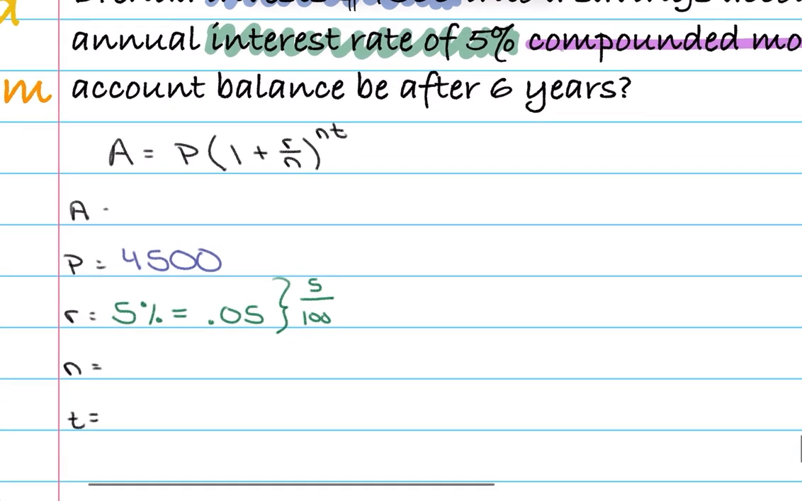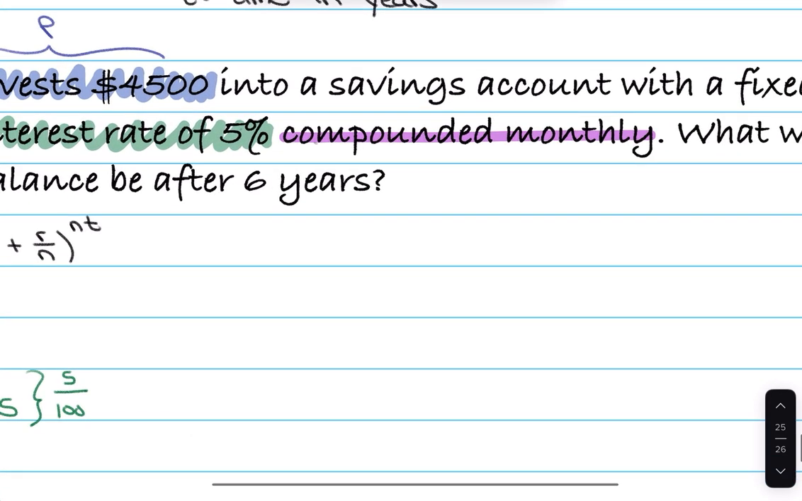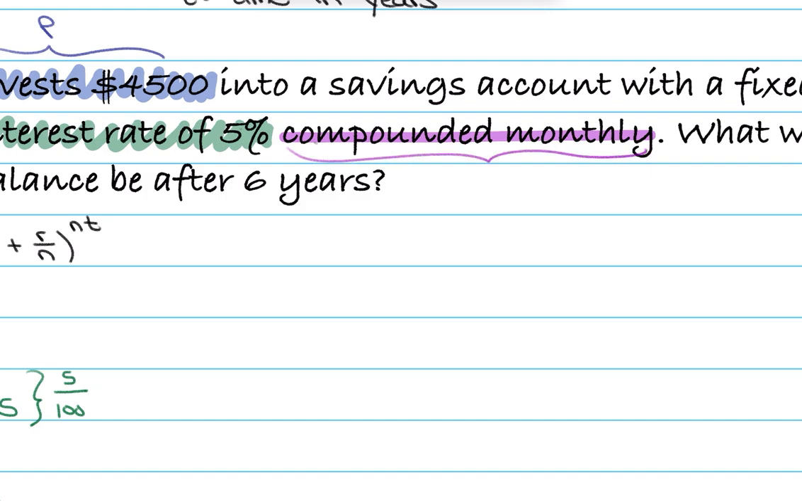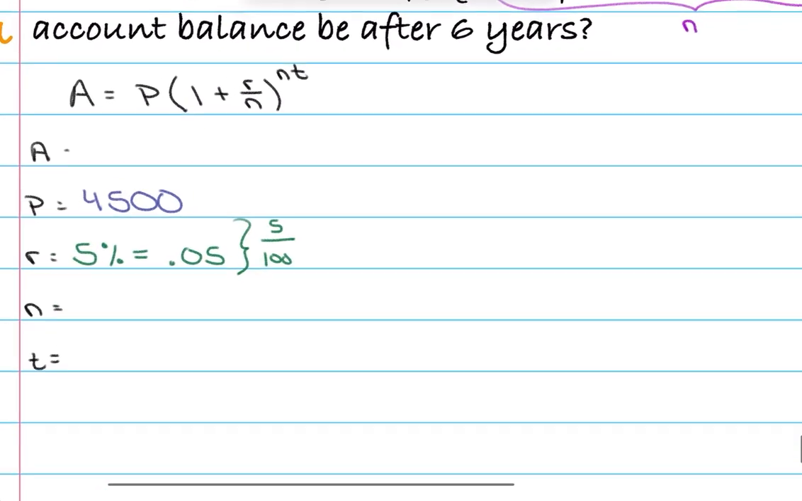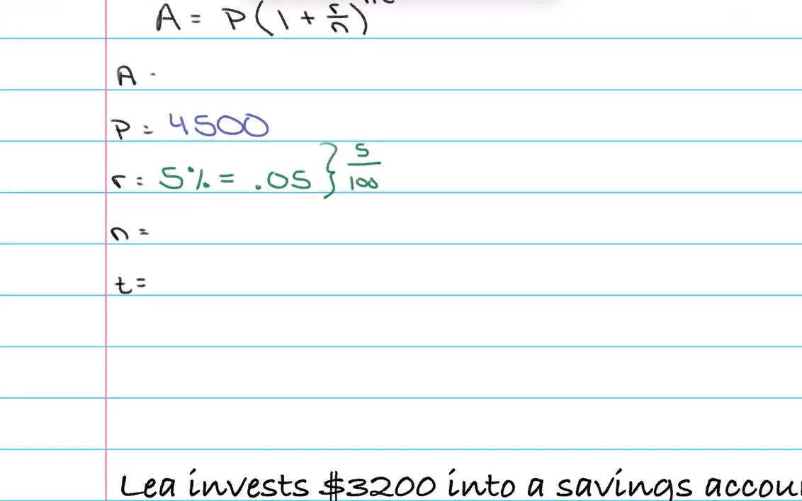Compounded monthly. So I've already highlighted it, so all I'm going to do is go around and go, this is going to be my N. This is how many times. So if I'm compounding monthly, how many times did I compound in a year? 12 months in a year, so that means I'm compounding 12 times.